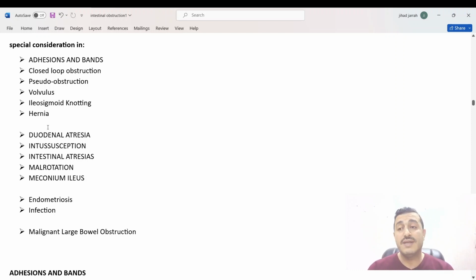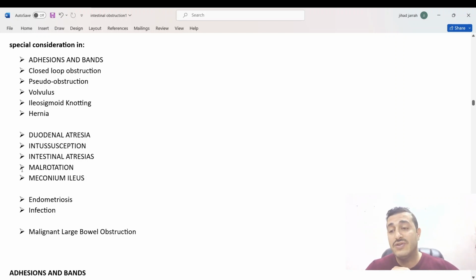Closed loop obstruction, what does it mean? Pseudo-obstruction, what does it mean? How can we treat it? It's a step by step ladder. Volvulus, we will highlight. What does ileosigmoid knotting mean? Hernia, of course, we are going to talk about hernia in a limited fashion. The other category I put together: duodenal atresia, intussusception, intestinal atresia.